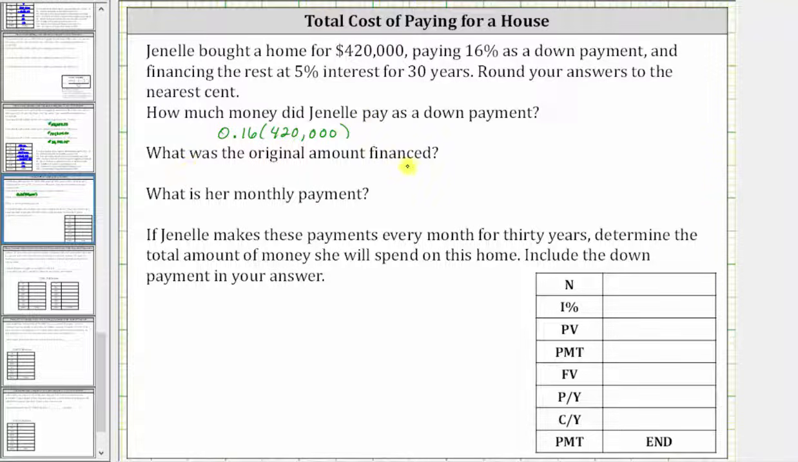Before we determine this product, let's look at the next question, which is, what was the original amount financed? Well, since she put down 16%, 100% minus 16% is 84%, and therefore the amount financed is 84% of $420,000. To find 84% of $420,000, we need to find the product of 0.84, which is 84% as a decimal, times 420,000. And now let's go to the calculator.